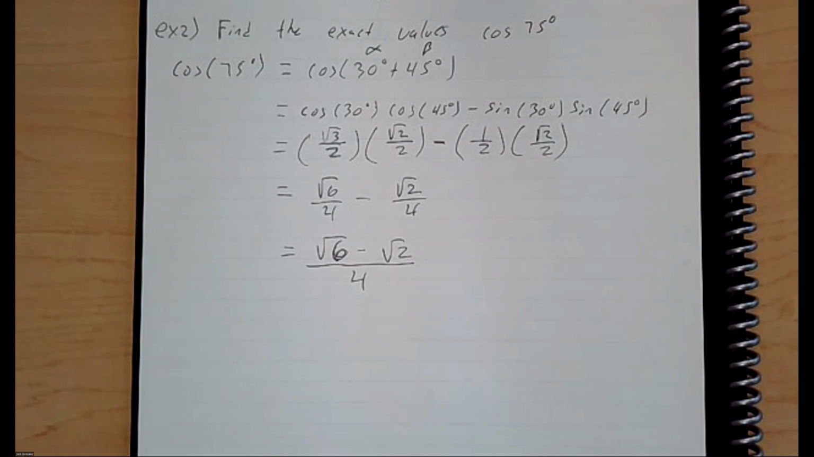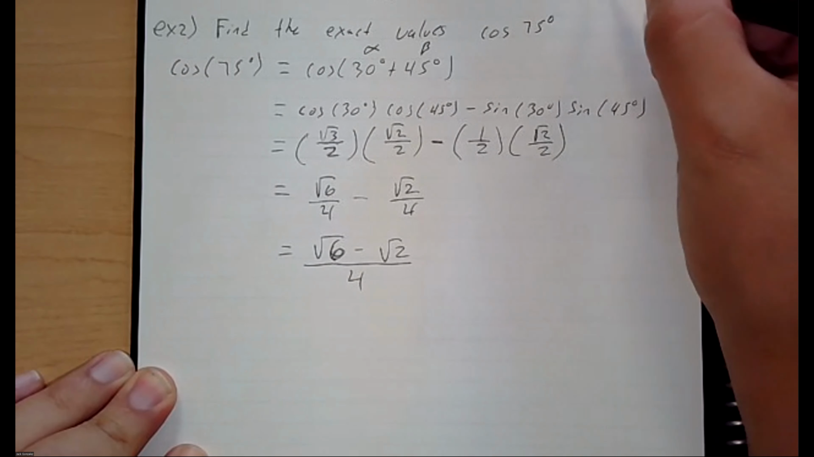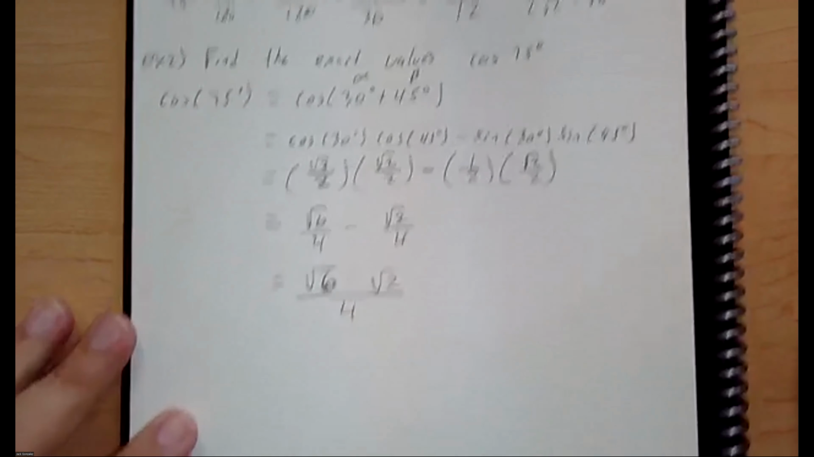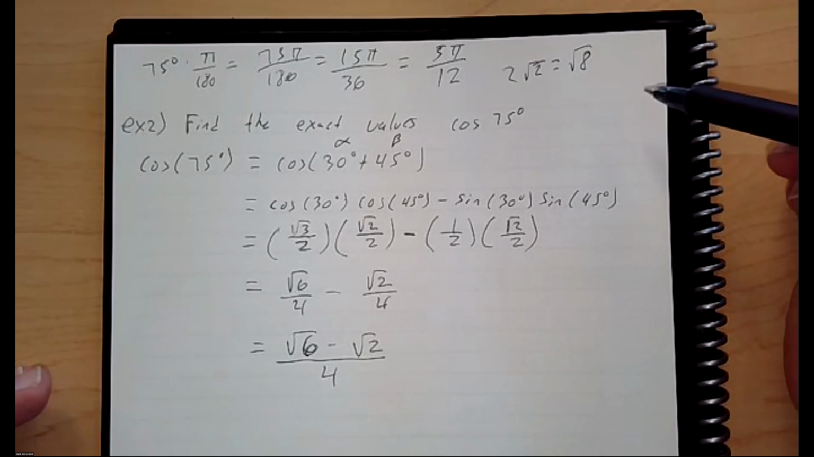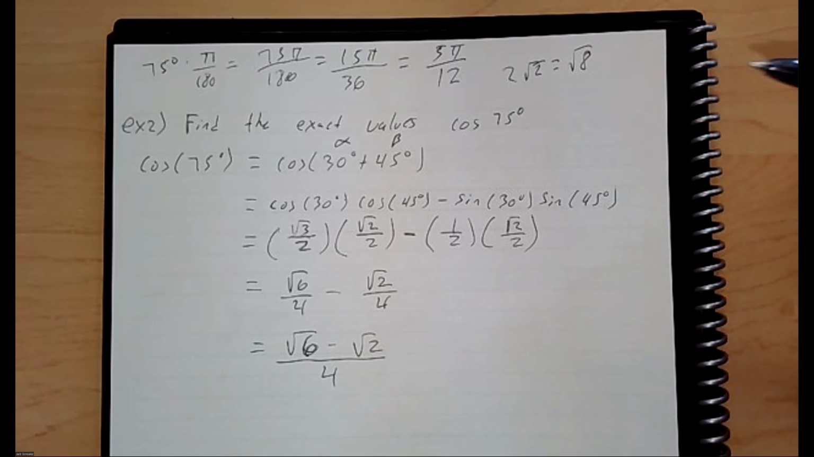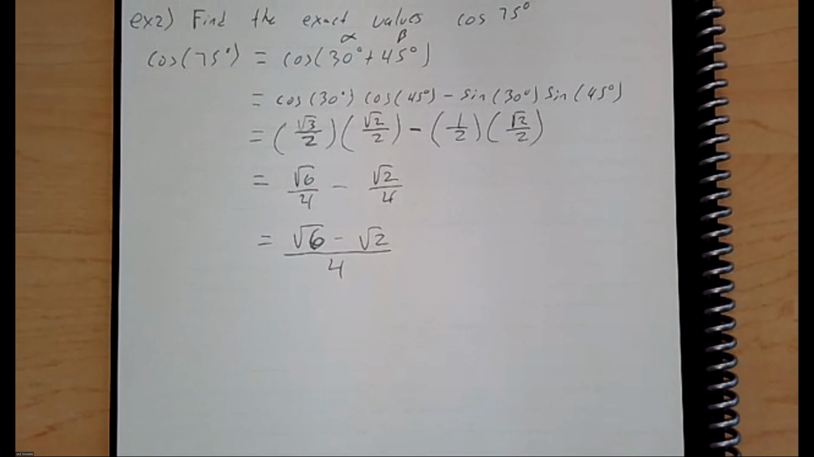You could force numbers to go inside the root if you wanted to, but then it wouldn't be reduced. Like, you technically, this is the same as this, right? Root 2 is the same as root 8, so you could force it in there, but that's not usually what we do. You guys cool on number 2? I'm gonna turn the page.